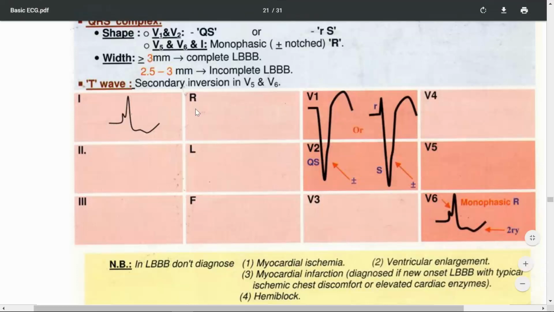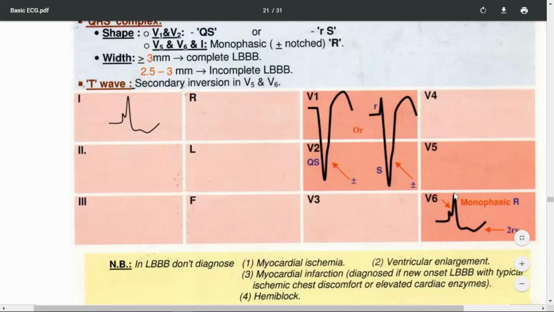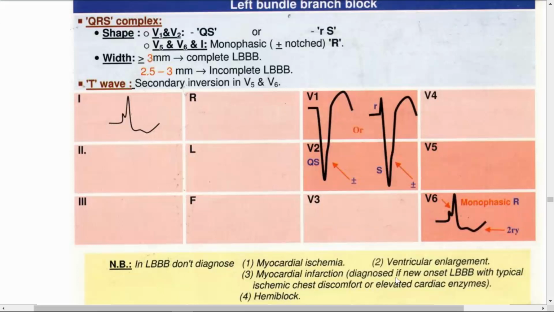especially in the lateral leads, and ventricular enlargement, the same, because ventricular enlargement depends on the length of the R in V5 and V6 and the S in V1 and V2. And myocardial infarction can be diagnosed if it is a new onset left bundle or by a specific criterion, Sgarbossa, and we will take it.